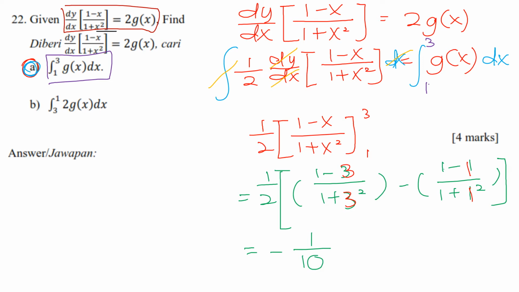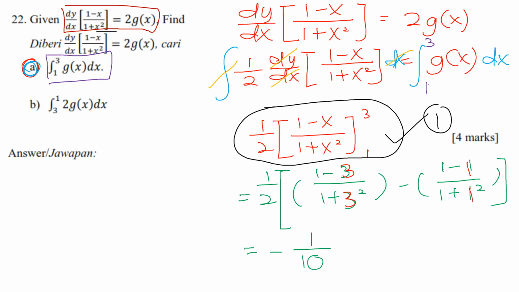For 22 part A, if you can show your working correctly, you get 1 mark here. Then the answer is 1 mark. So this is how you obtain your 2 marks from here.